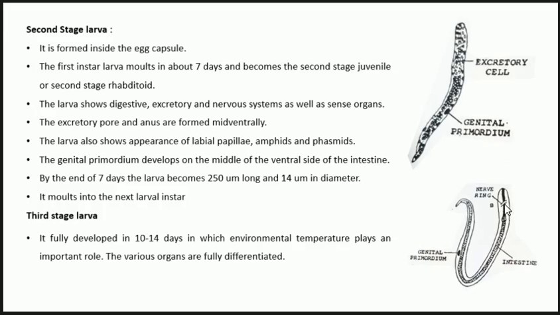This is the third stage larva. It develops after 10 to 14 days. Environmental temperature plays an important role in this. Here excretory cells and genital primordium are present, and by the end of 7 days the larva becomes 250 micrometers long and 14 micrometers in diameter, and molts into the next instar. So this is the difference between the two second stage larvae. This is the third stage larva.